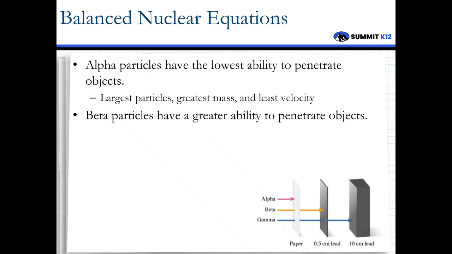Beta particles have a greater ability to penetrate an object. This is like throwing a ping pong ball through a chicken wire fence. It will typically be stopped by 1/2 centimeter of lead because it's smaller than alpha particles and has less mass, therefore having a greater velocity.